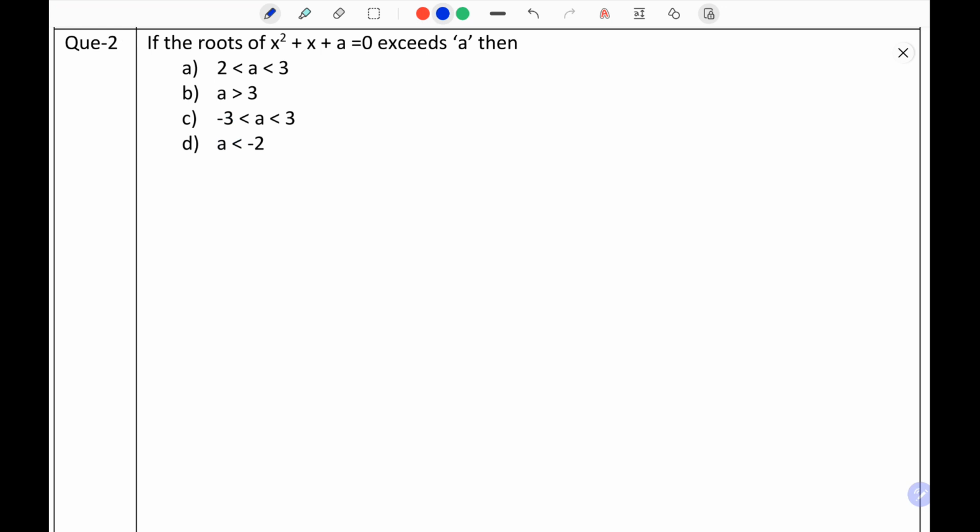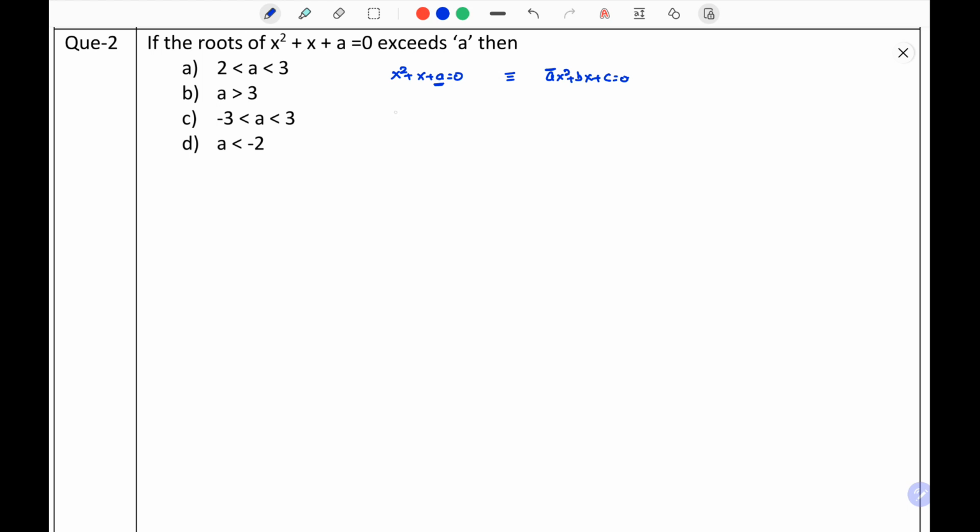Second question is, if the roots of x square plus x plus a equal to 0 exceed a, then which of the following options is correct? Here the given quadratic equation is x square plus x plus a equal to 0, and comparing with the standard quadratic equation, which is a-bar x square plus bx plus c equal to 0. Because a is already used in the given equation, in the standard equation we will use a bar to identify the coefficient of x square.